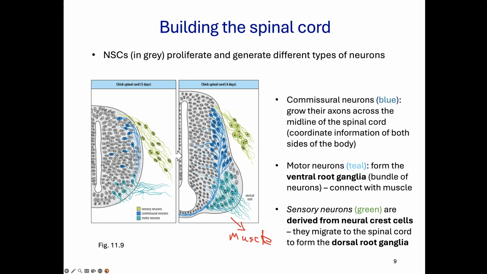Okay, I'm going to stop now because there's a lot in this lecture, and I would like to divide it into sections. We're going to look at the spinal cord next.